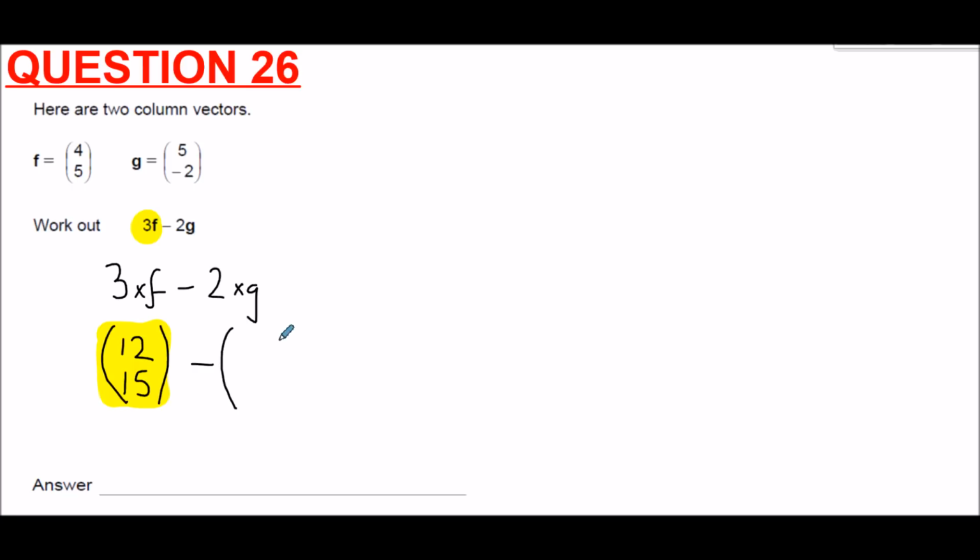So we compare what g is, and we're going to double each number. So g is 5 at the top, multiply that by 2, we'd get 10. And at the bottom we've got minus 2. Well, if we double 2 it would be 4, but because it was a minus 2, that'll make it minus 4. And so 2g, if we double g, we'd have this vector here. Now what we need to do is, again, just take the top numbers separately to the bottom, and do the top take away the top, the bottom take away the bottom. So the top numbers are 12 and 10. So we're doing 12 minus 10.